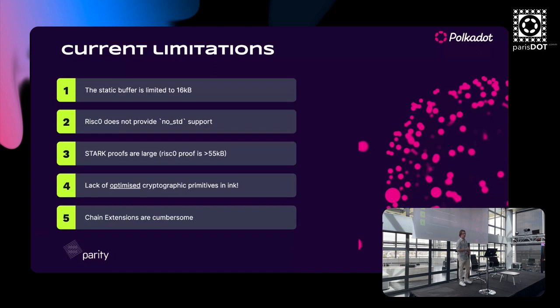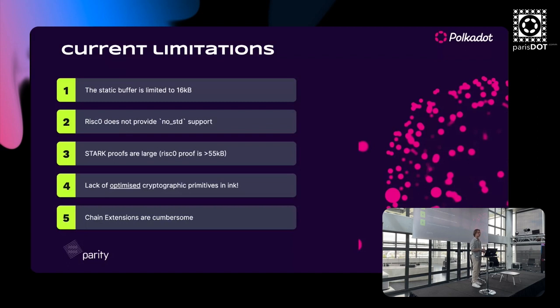Then also we have lack of optimized cryptographic primitives in Ink. What I mean by that is that in Solidity you have so-called precompiled contracts, which are more gas efficient, and it allows you to work with cryptographic functions in a more gas efficient way. And in Ink right now, the only way you can do that is to use the chain extension.